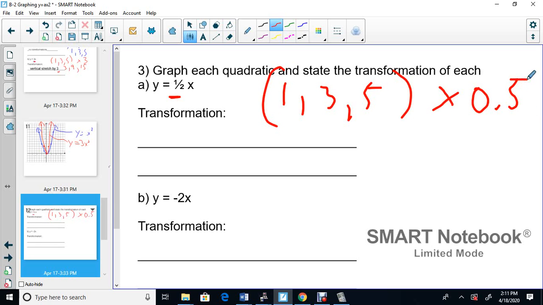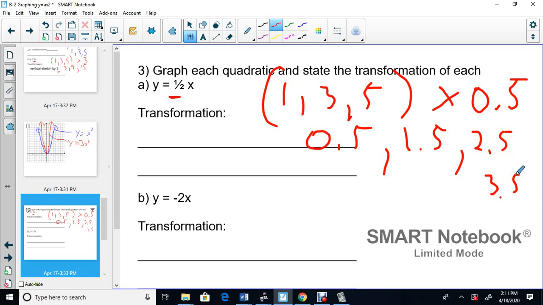So 1 times 0.5 is 0.5. 3 times 0.5 is 1.5. 5 times 0.5 is 2.5. Well, I can guess the next one: 0.5, 1.5, 2.5. The next one's going to be 3.5.